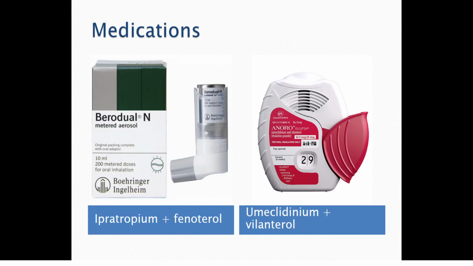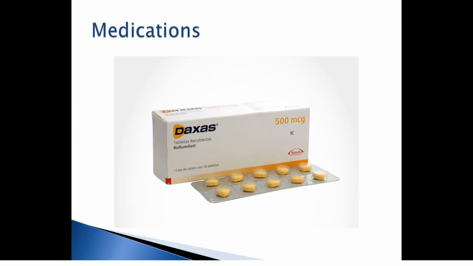One of the combinations is ipratropium plus fenoterol, it is old and famous, and it is called Berodual. Another combination of two drugs, umeclidinium plus vilanterol, also anticholinergic plus beta-2 agonist, is called Anoro. And the roflumilast company name is Daxas, used in tablets.